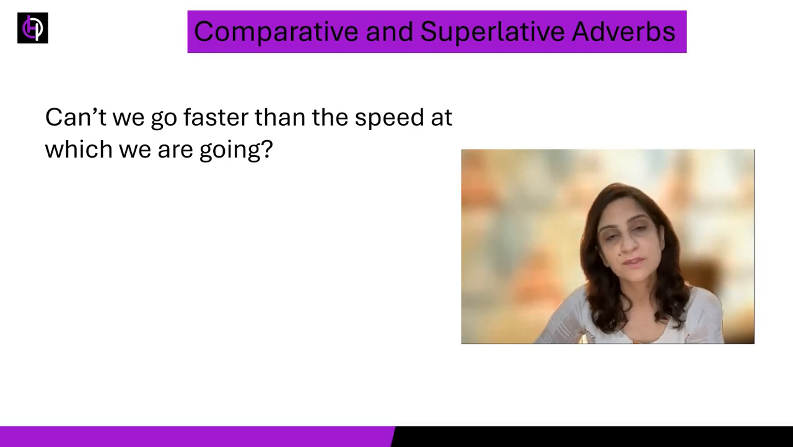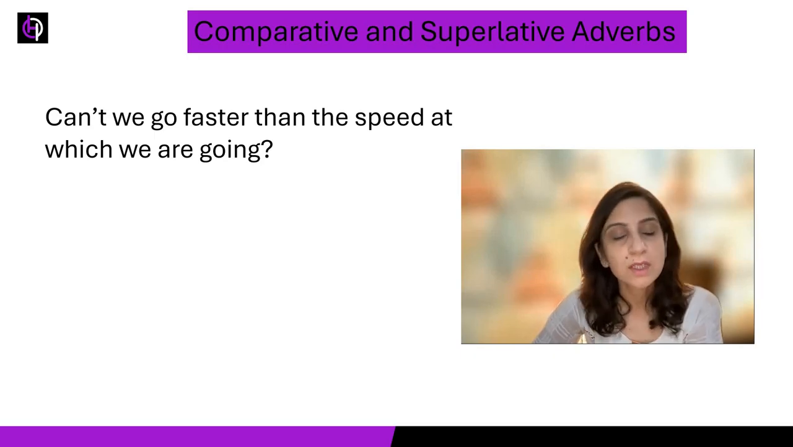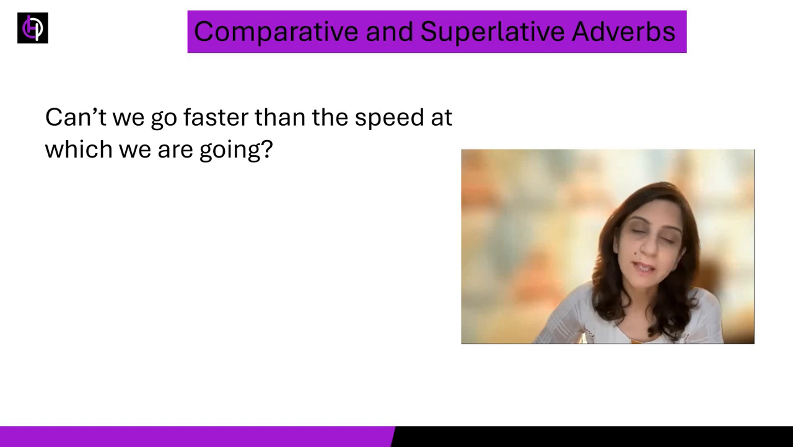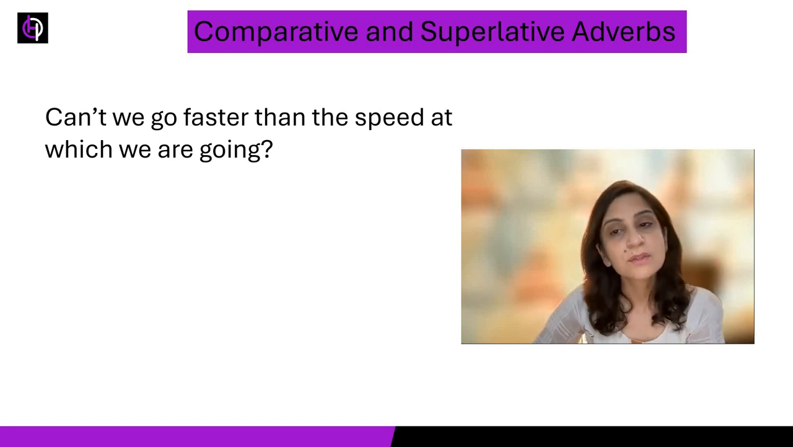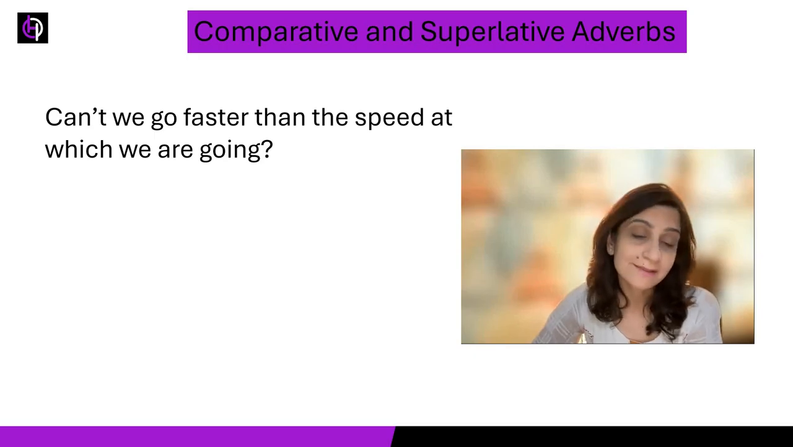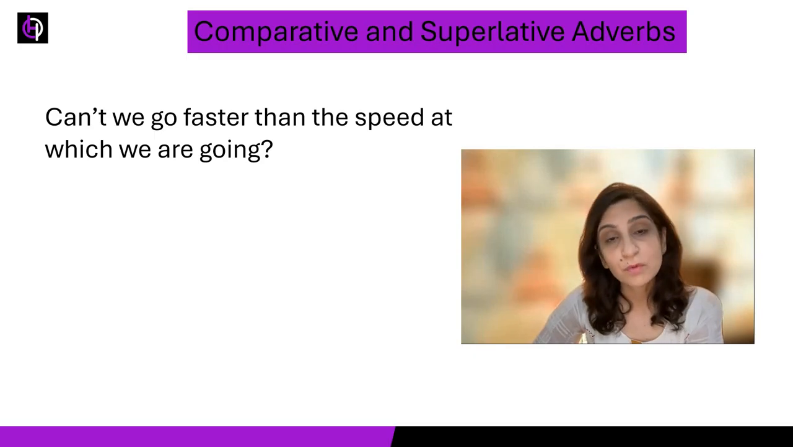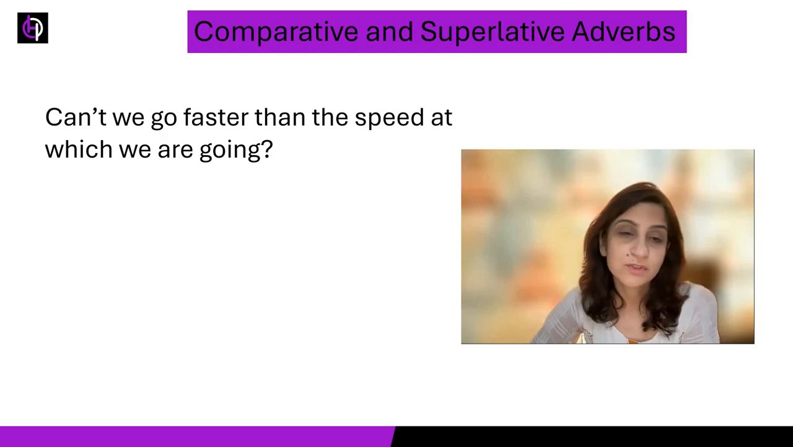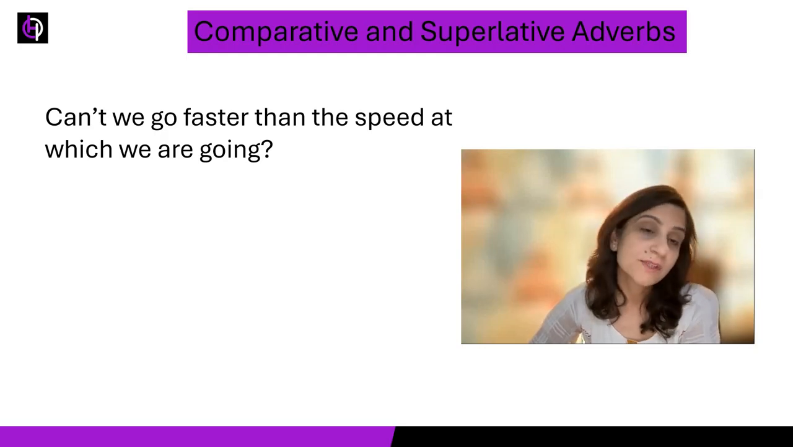If we are using it as a quality of a noun or pronoun, we would be using it as an adjective. Over here, can't we go faster? We are using this after our main verb go, so we are using it as an adverb. And because we are using it as a comparison, which means can't we go faster means we are comparing it with the speed which we might be using earlier, which could be faster than this.